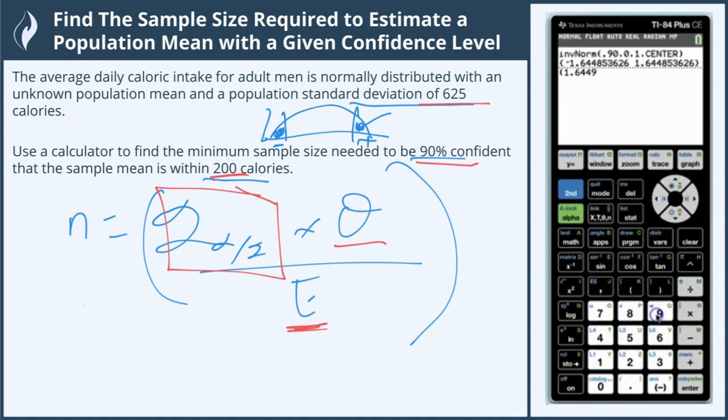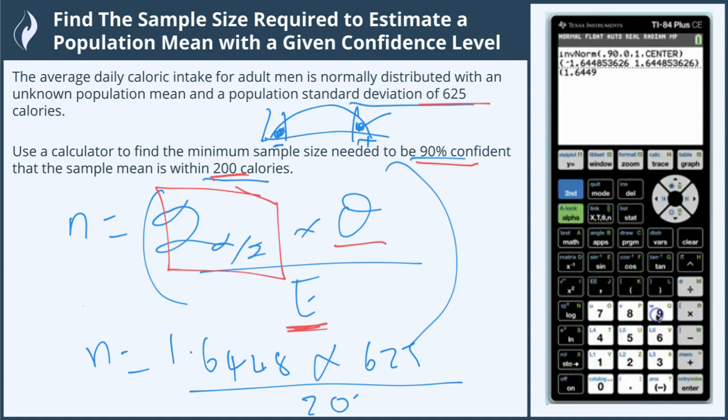So now we have the 1.64. We can plug that in to our equation. Now that we have that, we're literally going to take it and complete the rest of our equation. So we know N is now equal to 1.6448 multiplied by 625, all divided by our 200 squared. And thanks to the TI-84, we can plug everything in all at once.